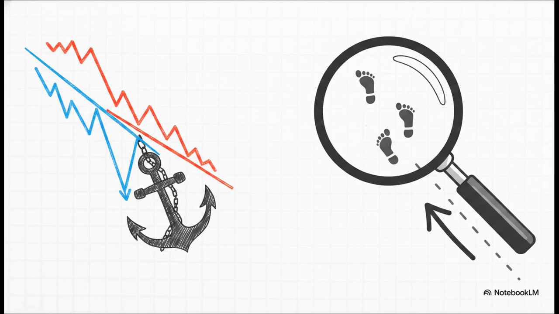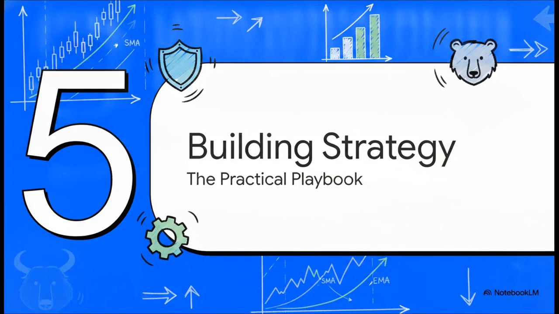Now, please listen closely to this super important caveat. Both of these crosses are lagging confirmation tools. They are absolutely not instant triggers to blindly smash the buy or sell button right that second. They just confirm a macro trend change that is already happening, helping you align your broader, big-picture strategy. Which perfectly segues into Section 5, Building Your Trading Strategy, the Practical Playbook.